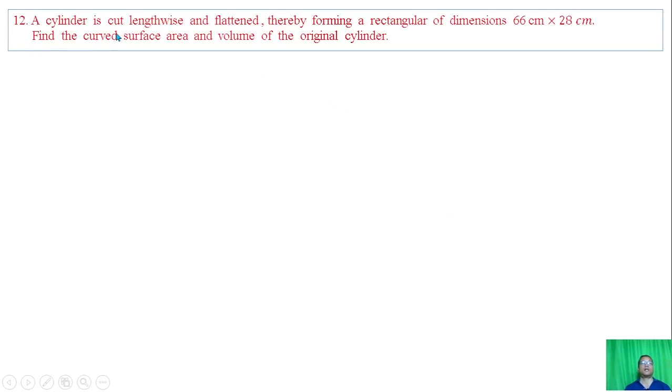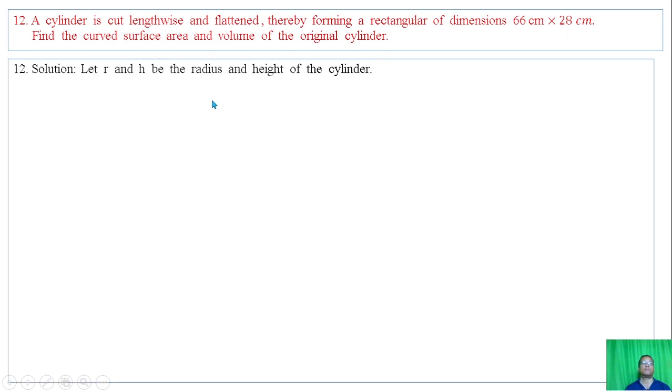A cylinder is cut lengthwise and flattened, thereby forming a rectangle of dimensions 66 cm into 28 cm. Find the curved surface area and volume of the original cylinder.